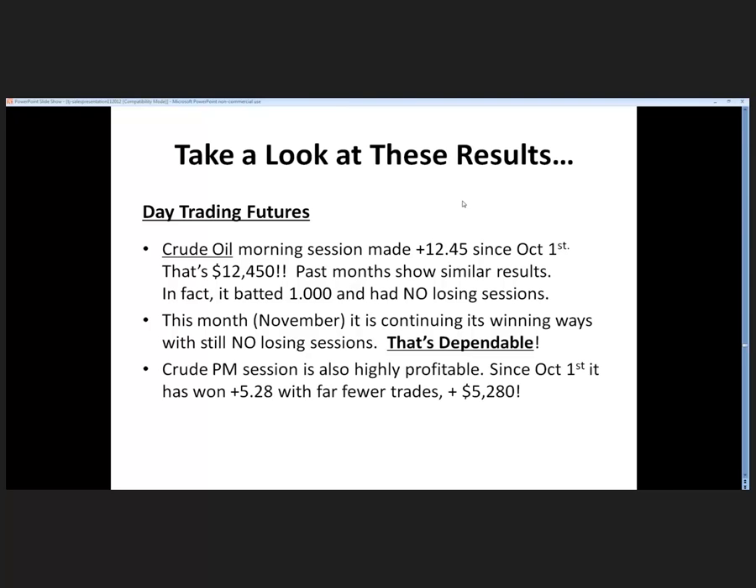That's dependable. The PM session, maybe the morning's not good for you. There's not quite as much movement in the afternoon. But hey, by the way, over $5,000 on 2 contracts on crude oil futures since October 1st. So even if your schedule doesn't permit, it just shows you the potential on just one market. I mean, we're going to cover some others here, but this is just one market.